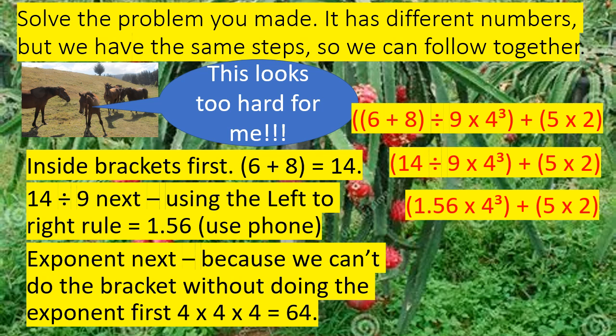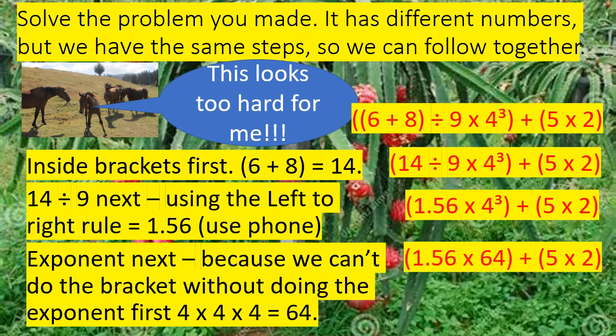Exponent next, because we can't do the bracket without doing the exponent first. So mine is 4 cubed, so it's 4 times 4 times 4, which equals 64. 4 times 4, 16, 16 times 4, 64. So now it looks like this. Open brackets, 1.56 times 64, close brackets, plus open brackets, 5 times 2, close brackets.